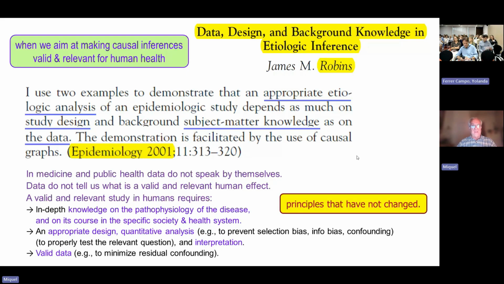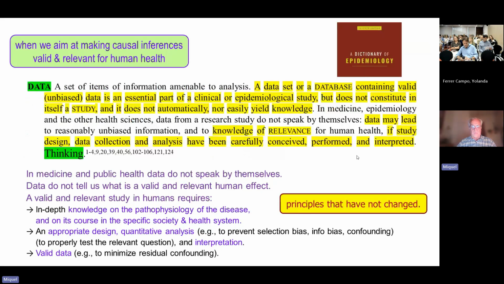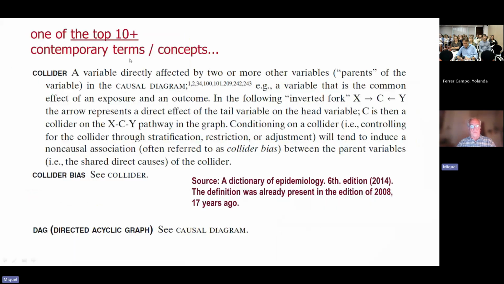Okay? In medicine and public health, data do not speak by themselves. And in the new edition of the dictionary, I am correcting proofs these days, and it will soon be published, I added the definition of data and database, okay? A database in itself does not constitute a study. It does not yield knowledge automatically. This has to do with this idea that our research aims at causal inferences for human health.